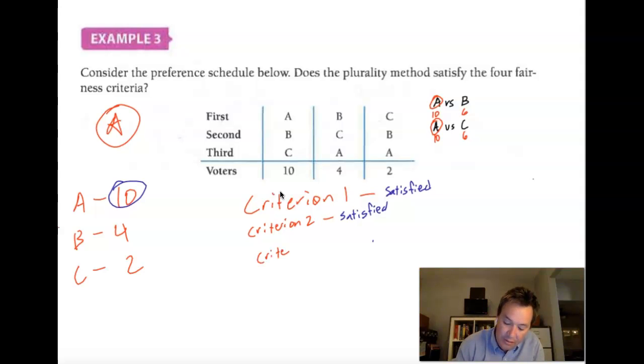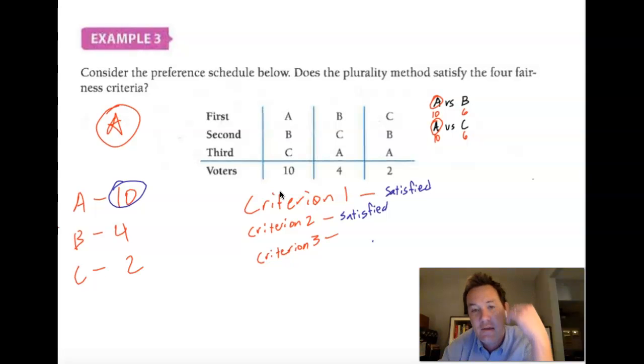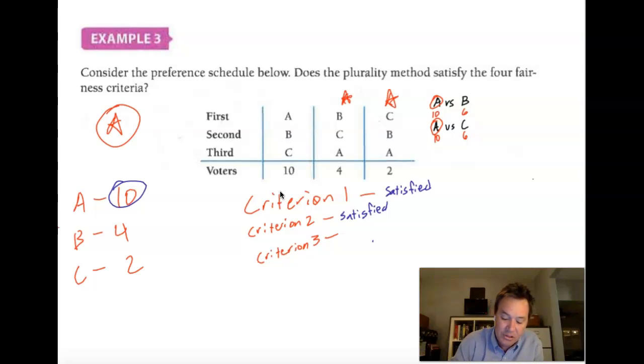Criterion 3. Again, this is the one where if some of the other voters, so what we would say is if in columns 2 or 3, these voters changed the position of A to a higher position, A should still win the election, and that is the case here. So criterion 3 is satisfied.